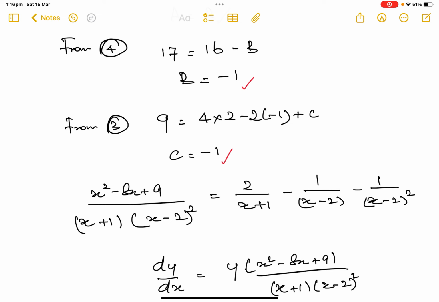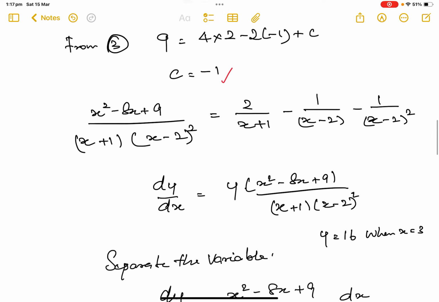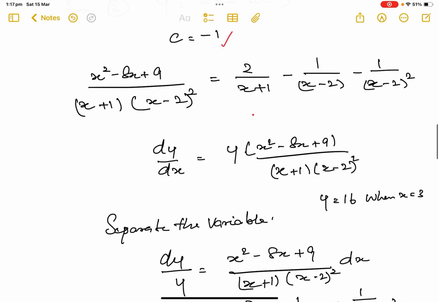So we have found all these unknowns, a, b, c. So that partial fraction on the left-hand side equals 2 over x plus 1, a is 2, minus 1 over x minus 1, b is minus 1, minus 1 over x minus 2 squared, c is minus 1. So that's done. That's the first part done.